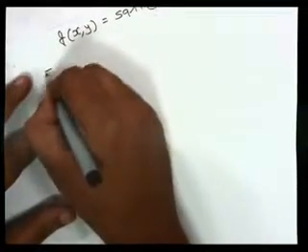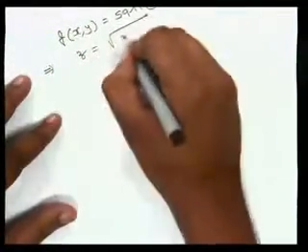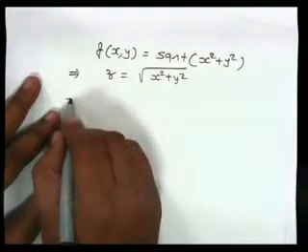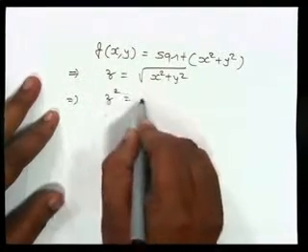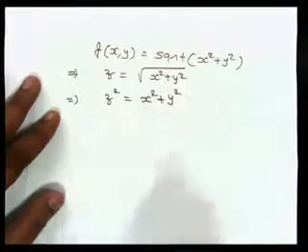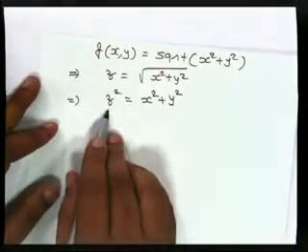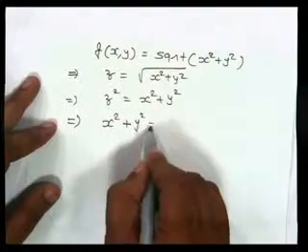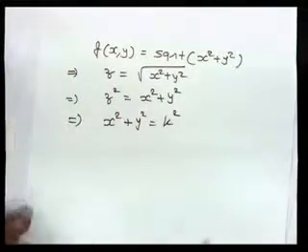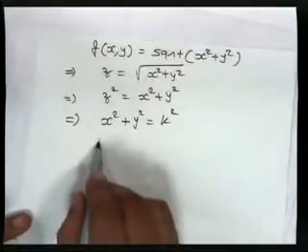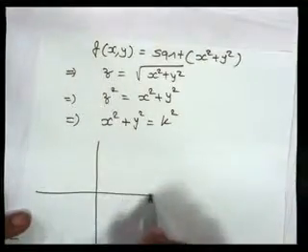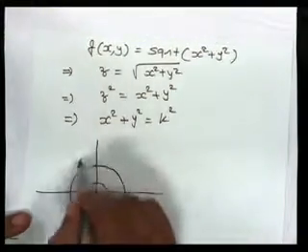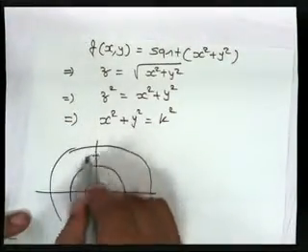Right? So again we can write z is equal to square root of x square plus y square. If you take square on both sides, then z square is equal to x square plus y square. If I take z is equal to k, then my level curves are x square plus y square is equal to k square form. So again these are all circles whose center is origin and radius is k. So my level curves are like this.